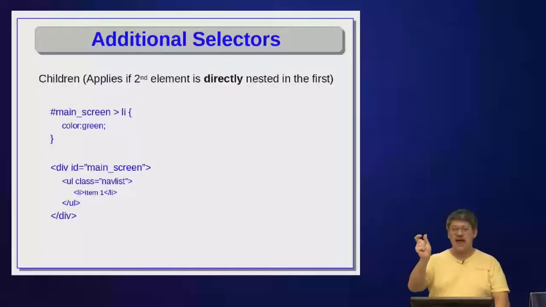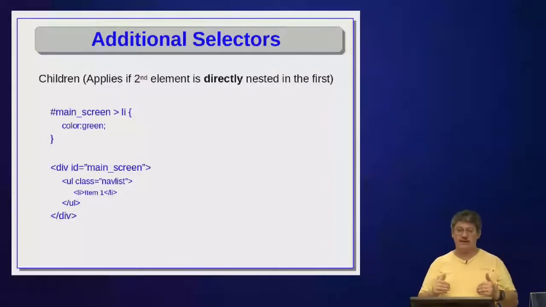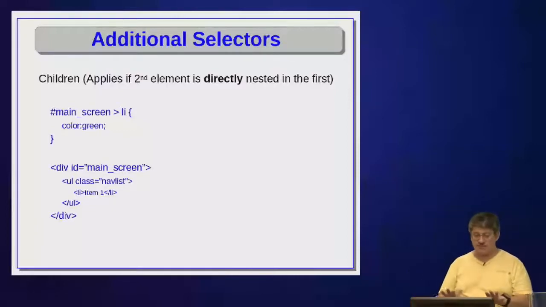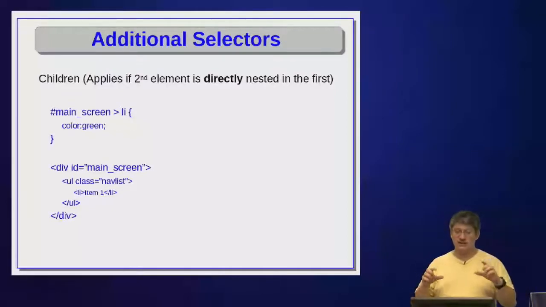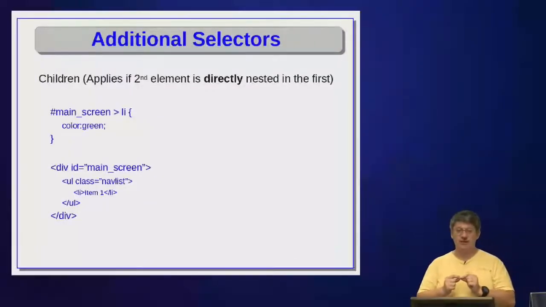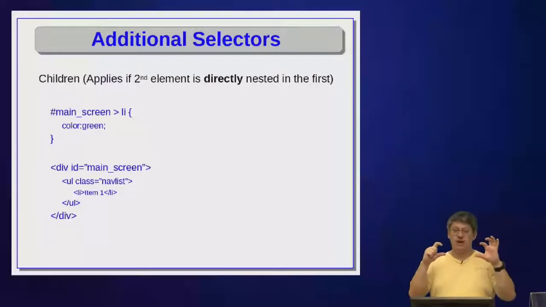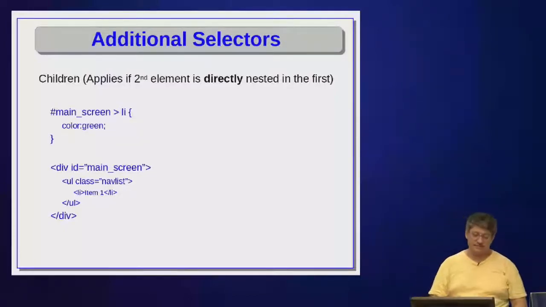So if I have an LI tag that's inside a list, for example, with ID main screen, it's going to be colored green. So now look at the HTML at the bottom of the slide. Notice I have a div named main screen. Inside I have a UL, an unnumbered list with class navList, and inside that I have a list item with the text item 1. Will this text be colored green? No, because even though I have a list item inside an element that has ID main screen, it's not an immediate child. There's this UL tag in between, this unnumbered list. And so this rule doesn't apply because even though it's inside, it's not directly inside.